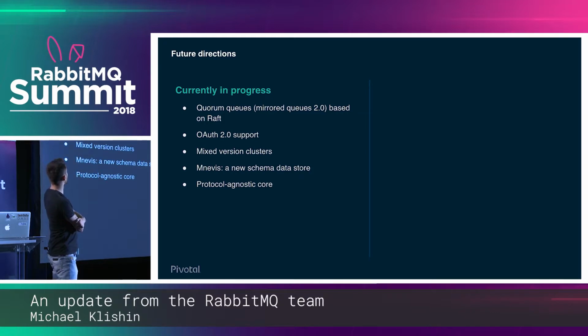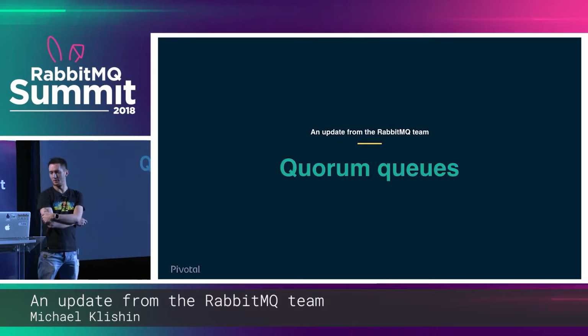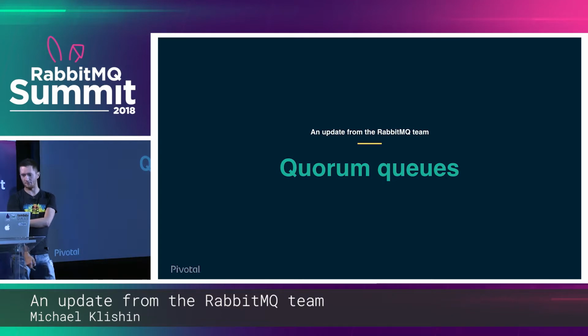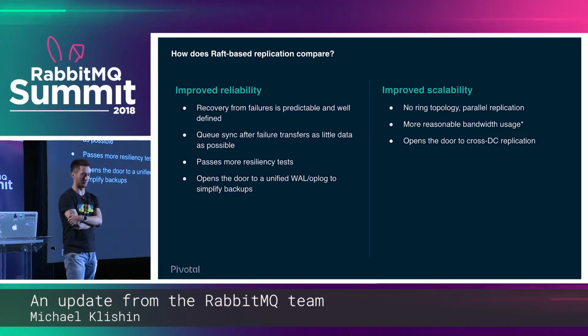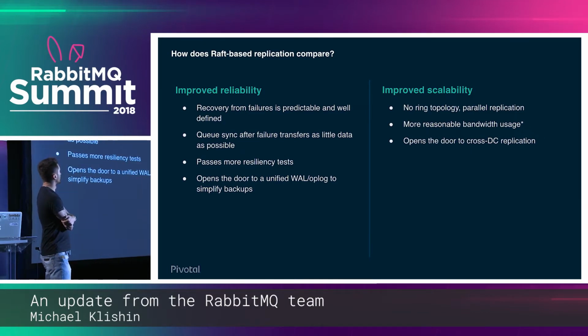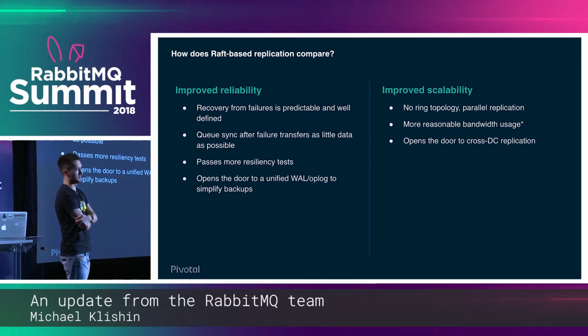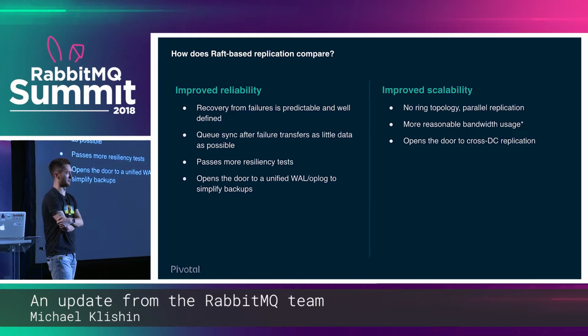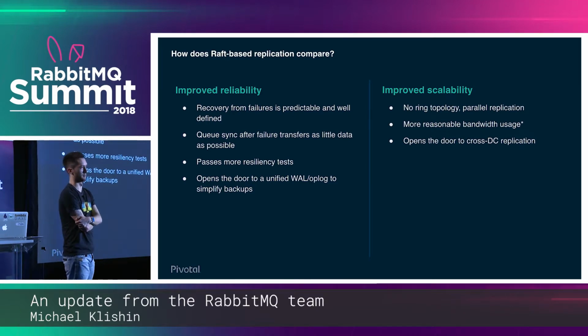And protocol agnostic core is another area that we're working on. So let's start with quorum queues, and specifically, how do they compare to the mirrored queues we have today? We will talk about Raft in a bit. With Raft, recovery from failures is well defined. In fact, I think most of the Raft paper discusses how exactly you recover from failure. The happy path is quite trivial. I will show it to you in 2 slides in a bit.